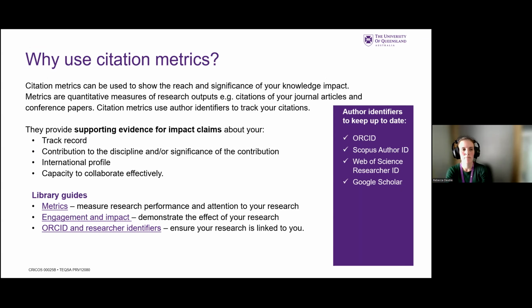These are quantitative measures of research outputs. You can look at things like citations of your journal articles and conference papers. You can also use author identifiers, things like your ORCID and your Scopus author identifier, to track these citations.